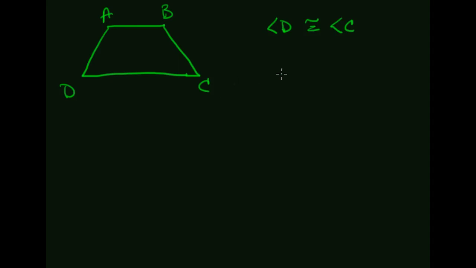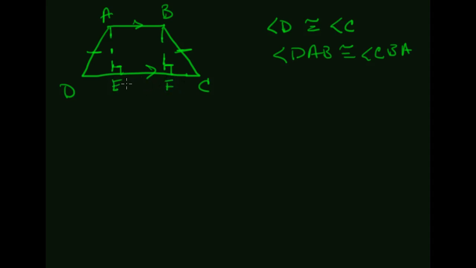D is congruent to C. Actually, we're also going to prove that angle DAB is congruent to angle CBA. So we'll prove both sets. It's simple enough. Because this is an isosceles trapezoid, we know that these two are parallel, and we know that these two are congruent. So what we do is we drop in a segment here, and we drop in another segment here. And we're going to call this E, and we're going to call this F.